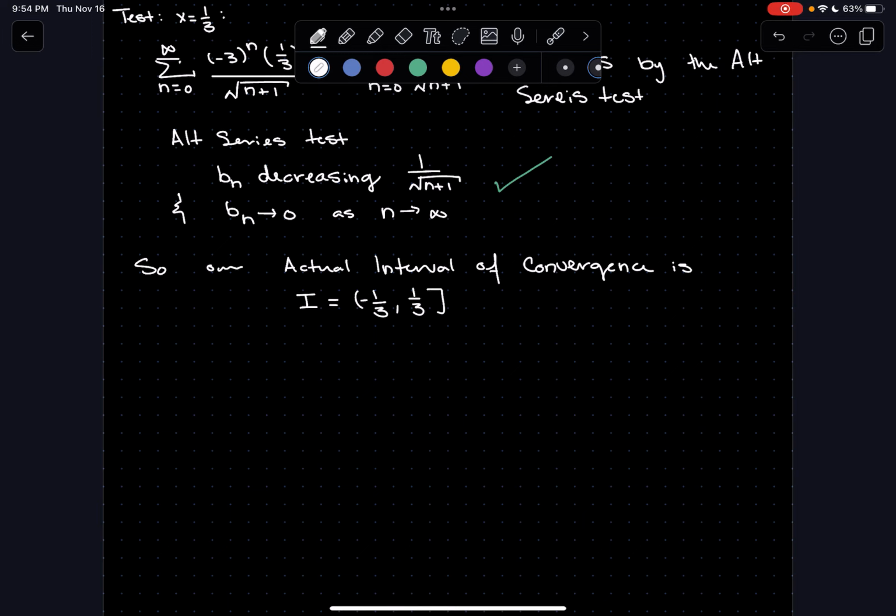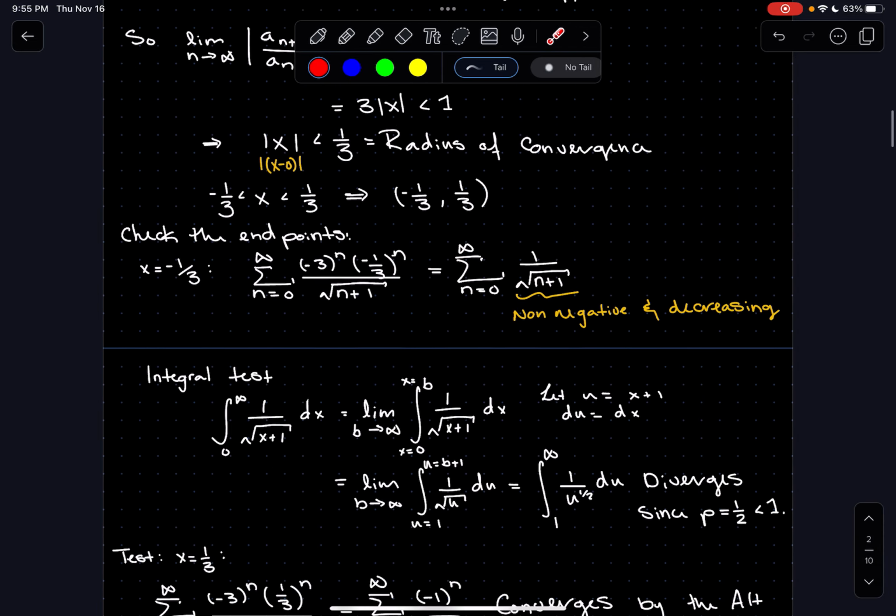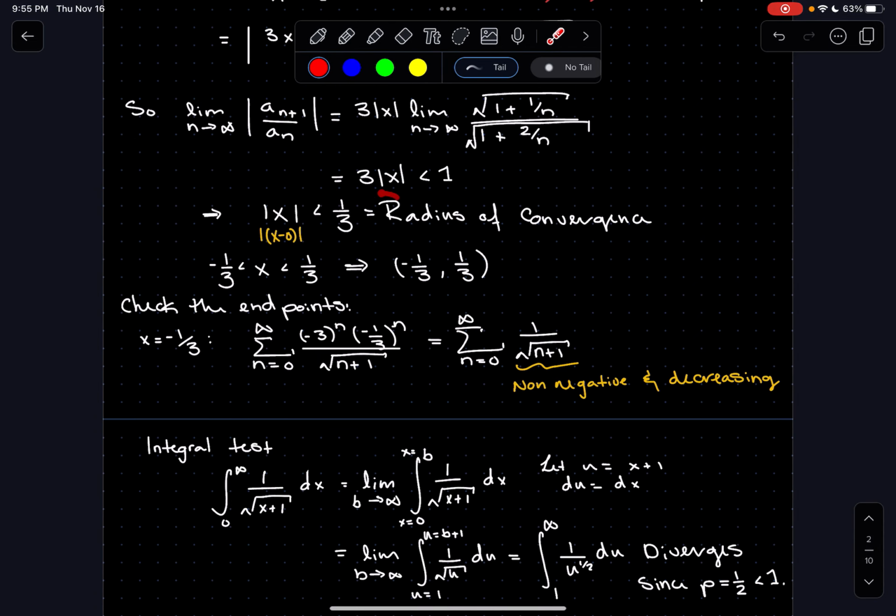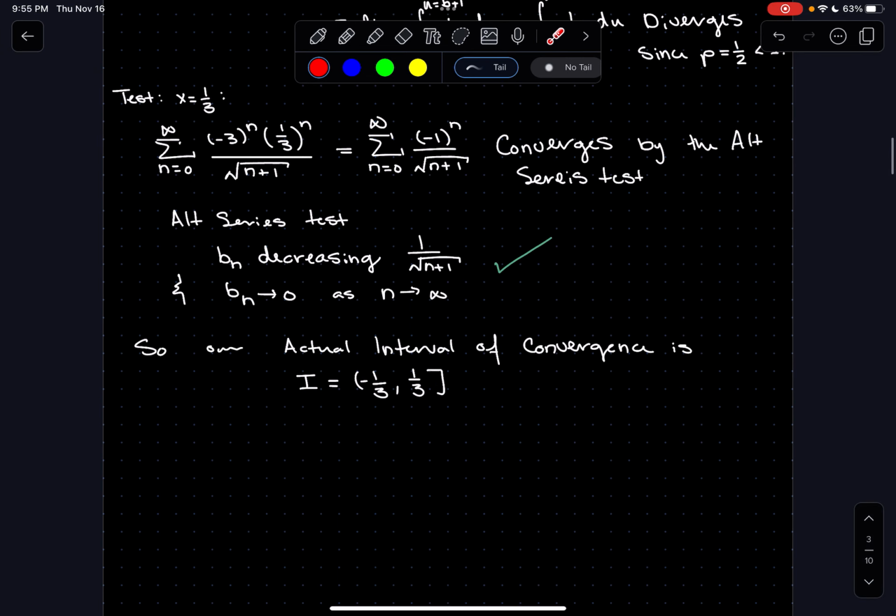Our radius of convergence is still the same, right? Adding that endpoint doesn't change the length of that interval, really. It's just an infinitesimal length. And so we're not changing anything, so our radius of convergence is still 1/3, but our interval of convergence is now more defined to be -1/3 to 1/3.